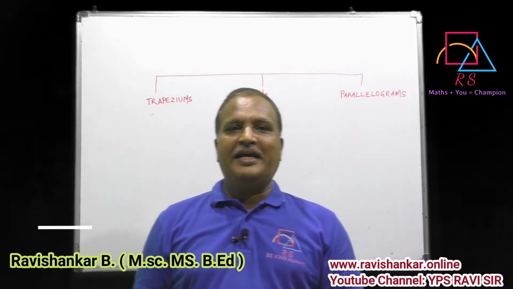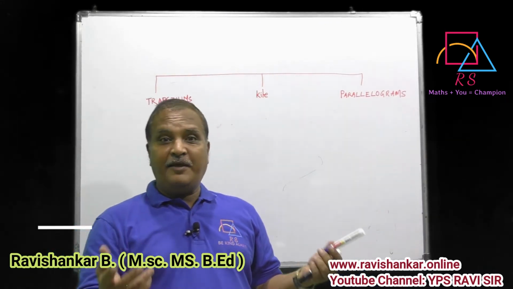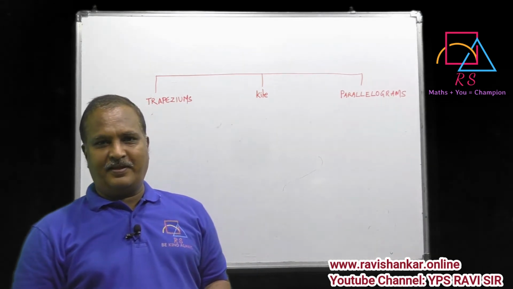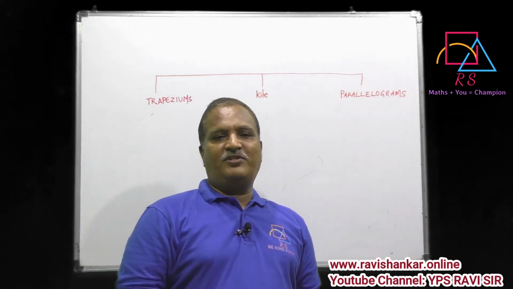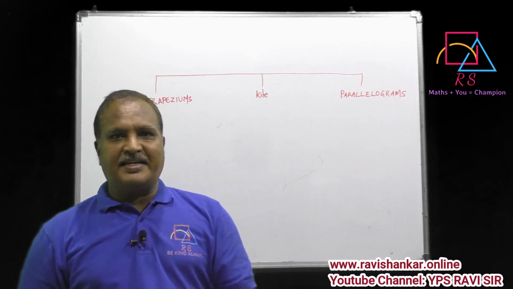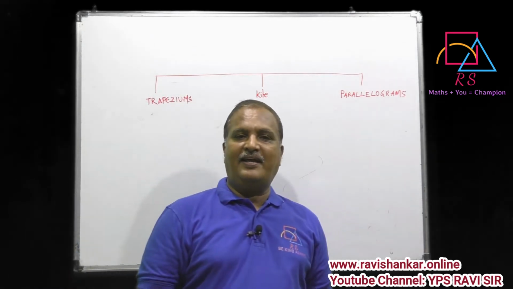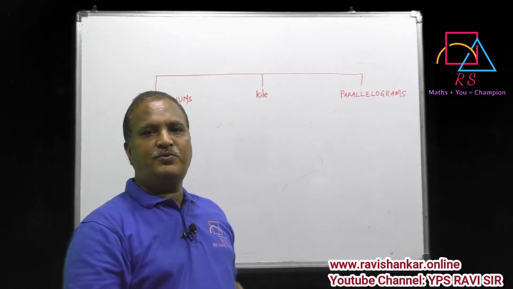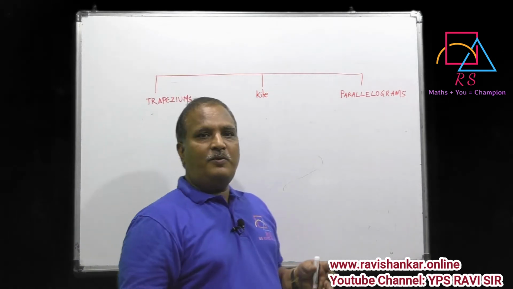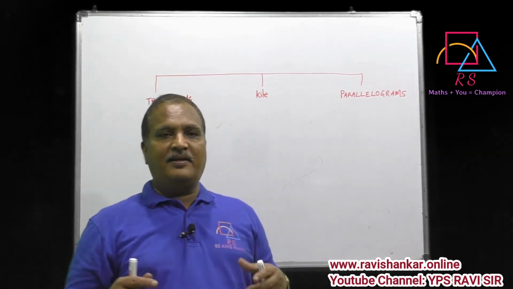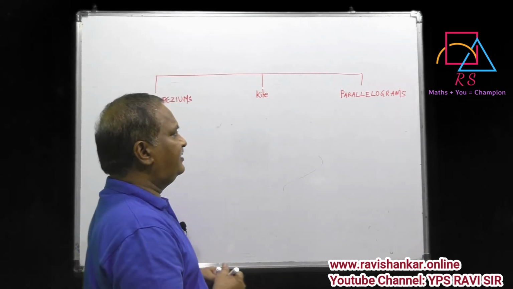Today I am going to explain types of quadrilaterals. Do you know what a quadrilateral is? It is a polygon with 4 sides. That is a quadrilateral. I explained this when I taught you polygons. Now we are going to see in detail the types of quadrilaterals.